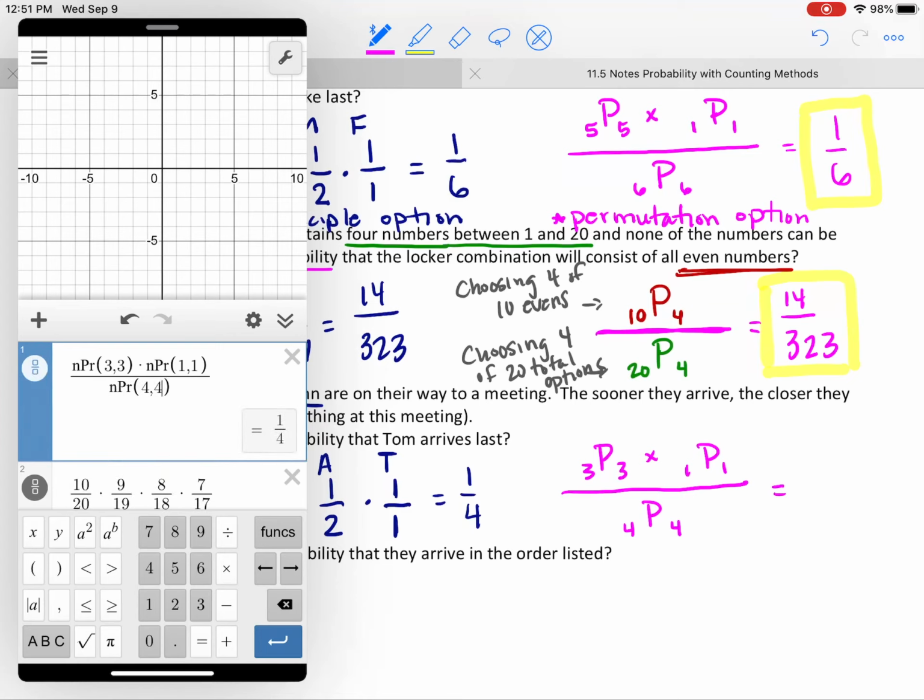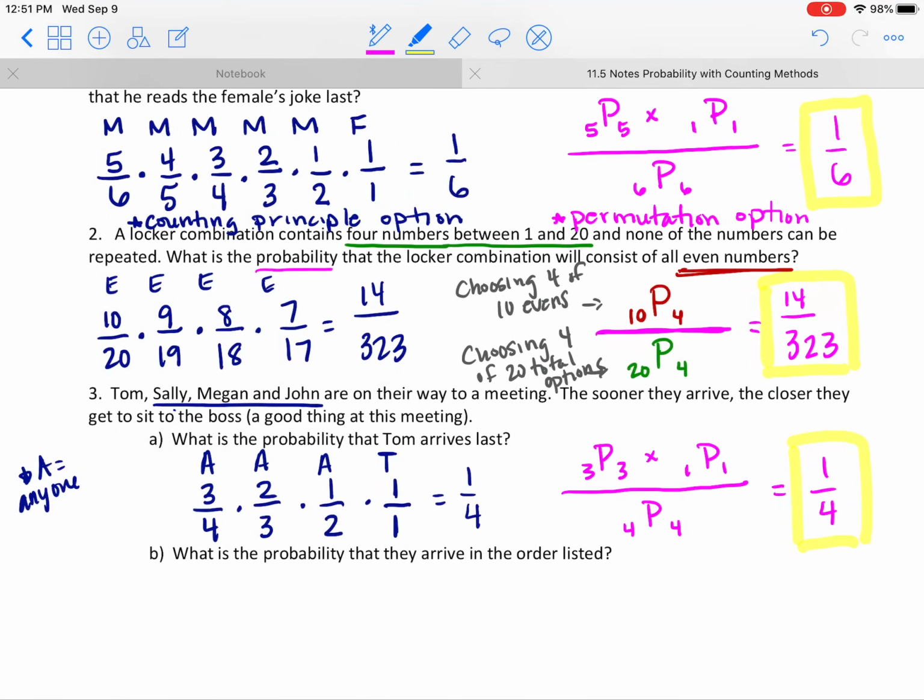And there it is, the same answer of 1/4. So 1/4 here, and boom. Okay. Now, I tend to like the formulas a little bit better, but it's really up to you when you're looking at a permutation problem. In the next one, I think the actual counting principle is a little easier than the formula, but you can decide for yourself. So what's happening in the last one? What's the probability that they arrive in the order that's listed?